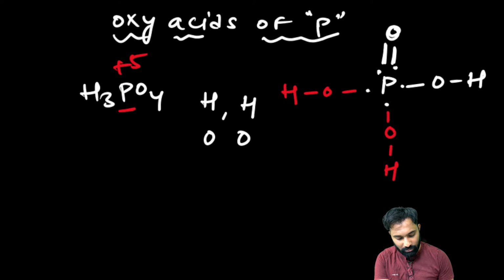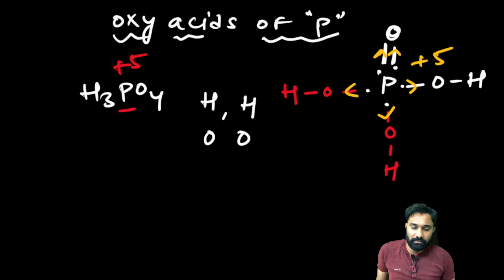Now it is stable. If I calculate the phosphorus oxidation state, phosphorus is losing 5 electrons when it is attached with the oxygen, so its oxidation number is +5. Its oxidation number is +5. I hope it is clear.